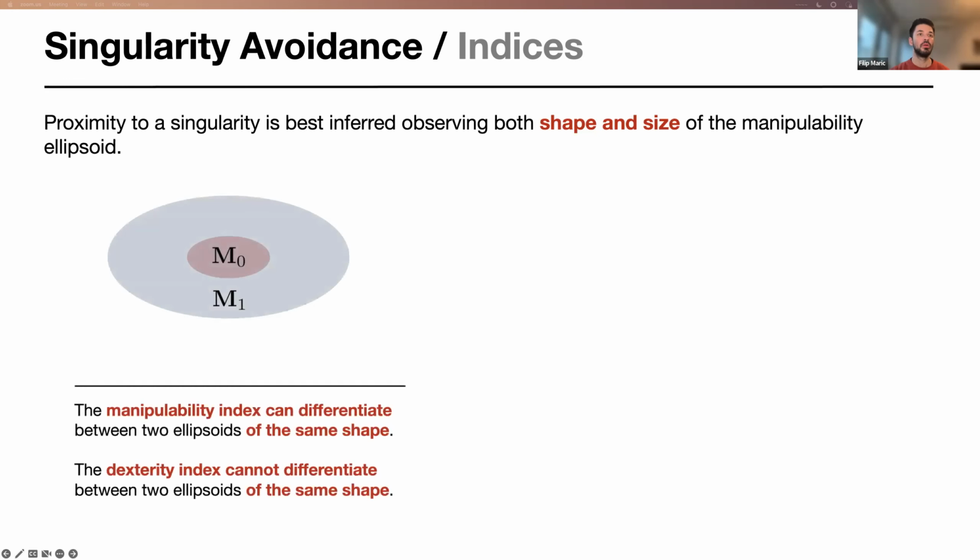So for example, looking at these two ellipsoids right here, we see that the red and blue ellipsoid are of a different size, but of the same shape. So they have the same ratio of the longest and the shortest axis. And this is exactly what causes the dexterity index not to be able to differentiate between these two. So the dexterity index for both of these ellipsoids would be identical. However, the manipulability index would, of course, be able to differentiate between the two because it measures the volume.